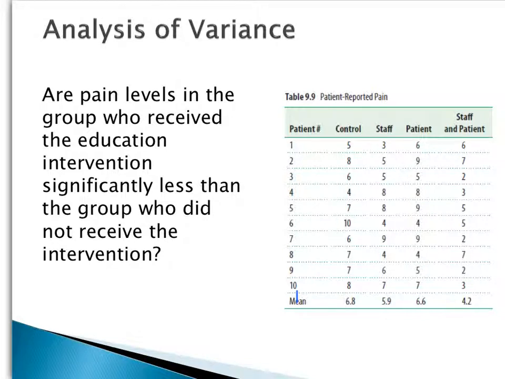So I thought this was a great example of an analysis of variance problem where we want to look at pain levels in patients, and we had some patients receive some education as an intervention on how to perhaps control their pain, and then how does that compare with the group who did not receive the intervention? It's interesting, if you look at the means here, you can see that the control group and the patient group are very, very close. So I would imagine the answer might be that they are not significantly different.